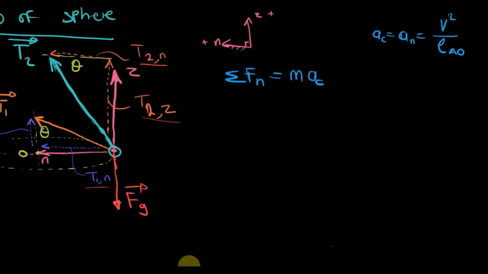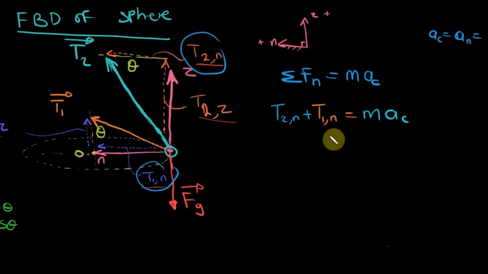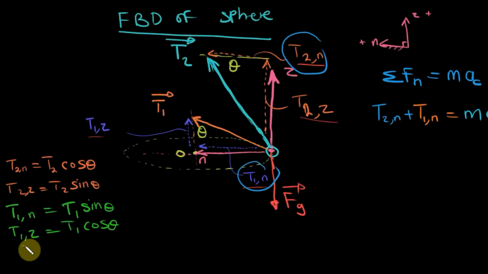So what forces are in that direction? We have T1N and T2N. They're all in the positive direction. So T2N plus T1N all equals to mass times centripetal acceleration. What do we know about T2N? T2N is equal to T2 cos theta. Sorry. And T1N is equal to T1 sine theta.